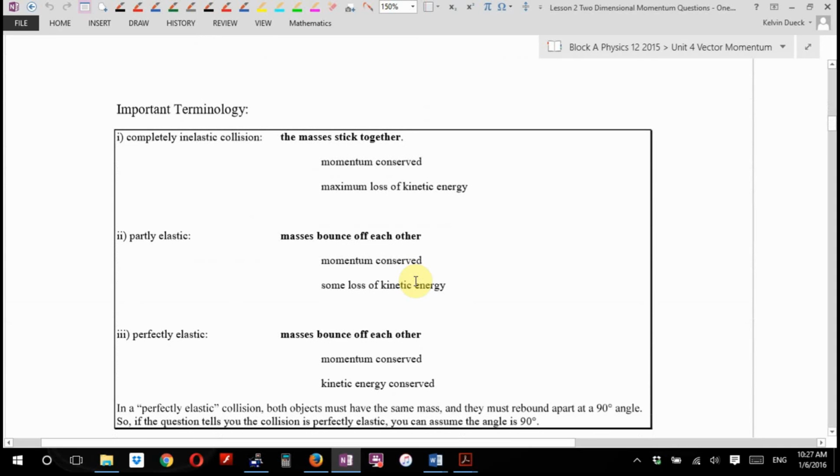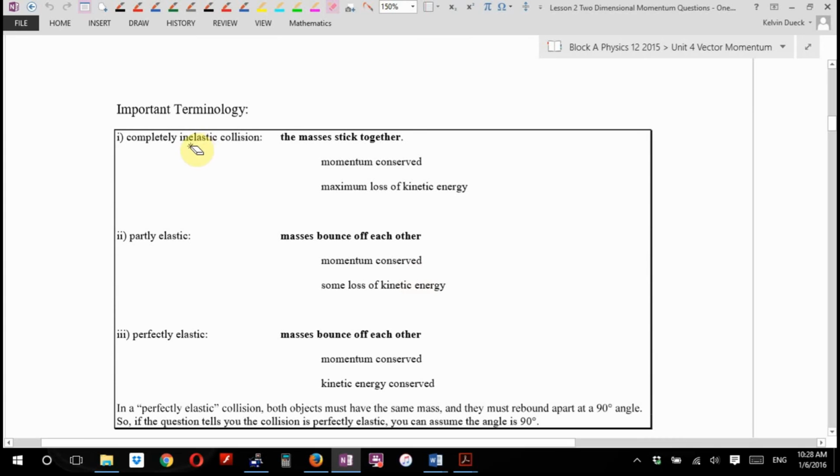Some terminology. We're going to have two main types of collisions. There's collisions where masses stick together: tackling, a car crash if the wreckage entangles, a bullet entering the block and sticking. And then there's collisions where the masses bounce off of each other: body check, curling, billiards, pool. We have names for those.